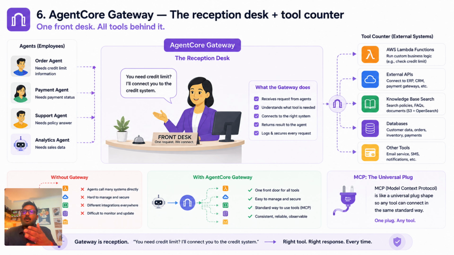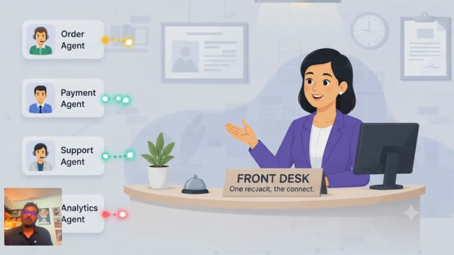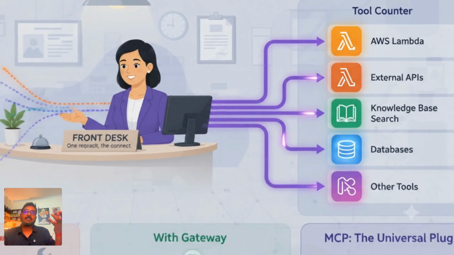Let's say the order agent comes in and talks about needing credit limit information. Then the gateway will take that information and understand which tools it needs to process this request and connect to the right system. That's exactly what the gateway is for. Let's say the payment agent comes in and there is a Lambda available to help in the payment system. Let's say a support agent comes in. There is a knowledge base behind the scenes that can support the support agent to fulfill a particular policy or help answer a FAQ question. Then what the gateway will do is connect the support agent with the knowledge base. That's the work of the gateway.